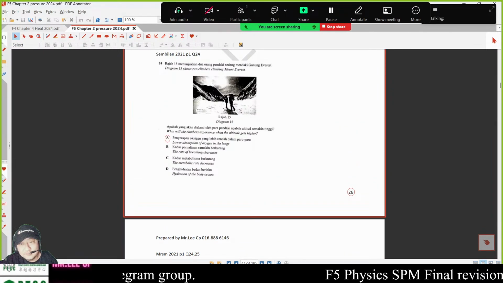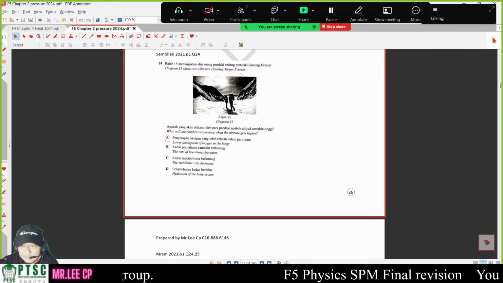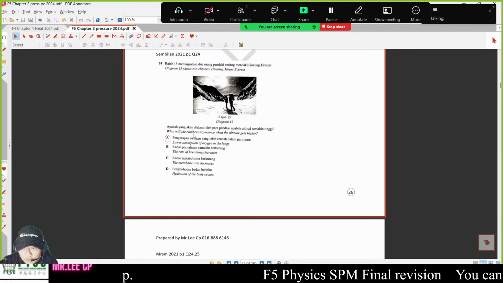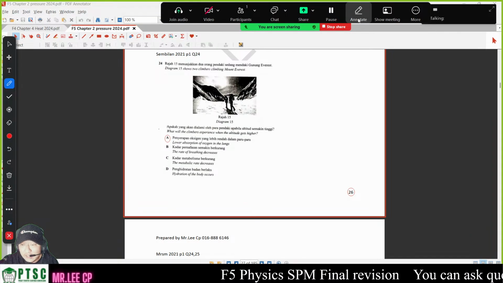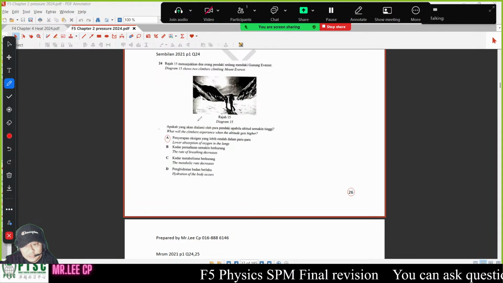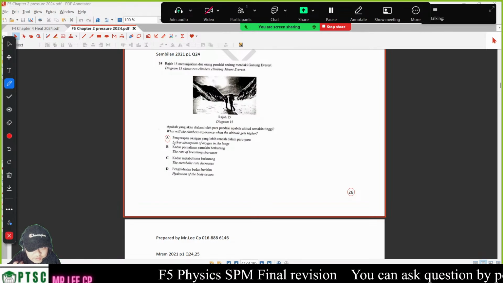I simply take one example. For example, diagram 15 shows two climbers climbing Mount Everest. What will the climber experience when the altitude is higher? At higher altitude, pressure is lower, so it is very hard for you to breathe.